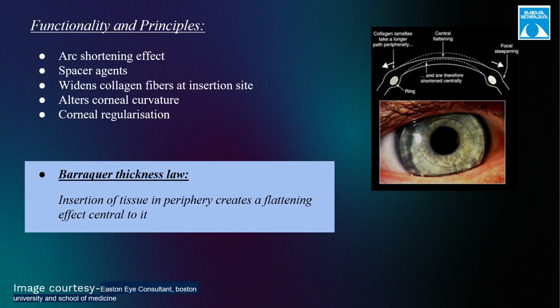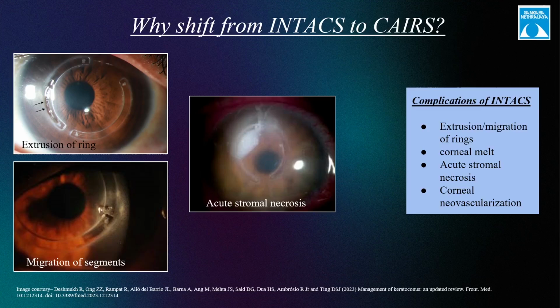So what are the principles? They are similar to ICRS: the arc shortening effect, spacer agents, widening of the collagen fibers at the insertion site, altering the corneal curvature, and corneal regularization. What is the law? The barraquer thickness law comes into effect, which is that insertion of tissue in the periphery creates a flattening effect central to it.